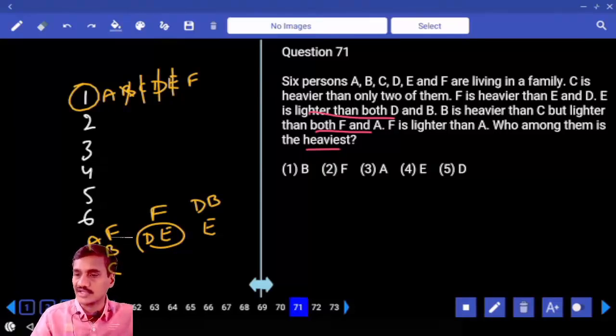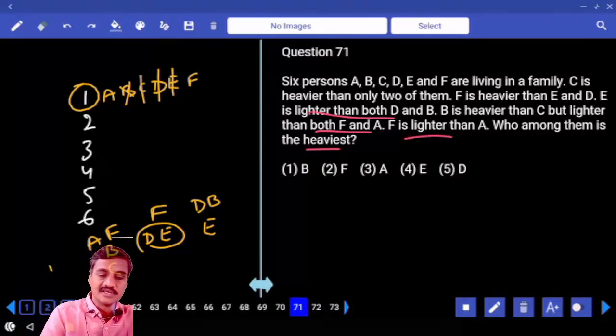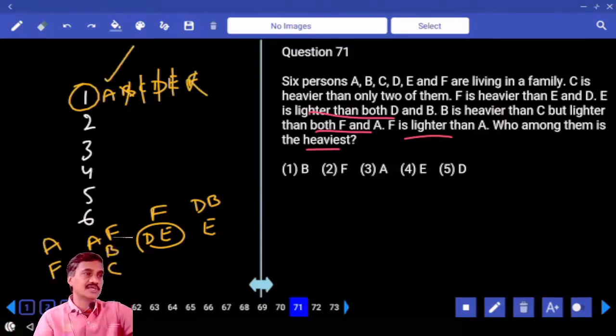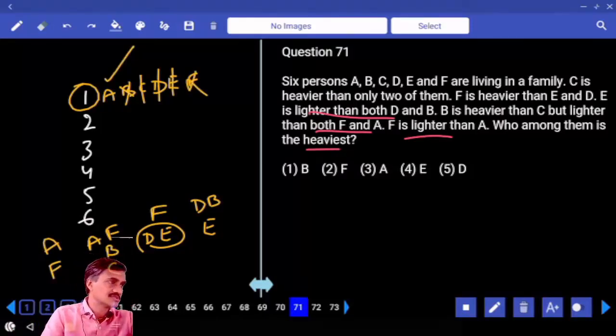Now we are left with A and F. F is lighter than A. F is lighter than A, so F cannot be the heaviest. Then who is the heaviest here? A is the heaviest. Done with this? Then what is your answer here? A, that is given in choice 3.